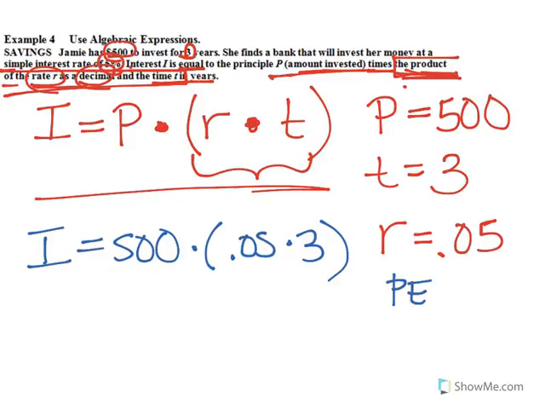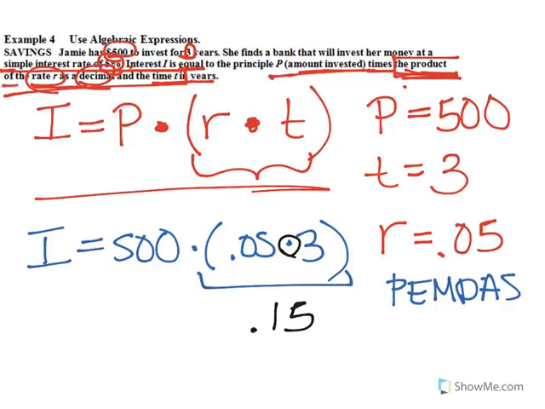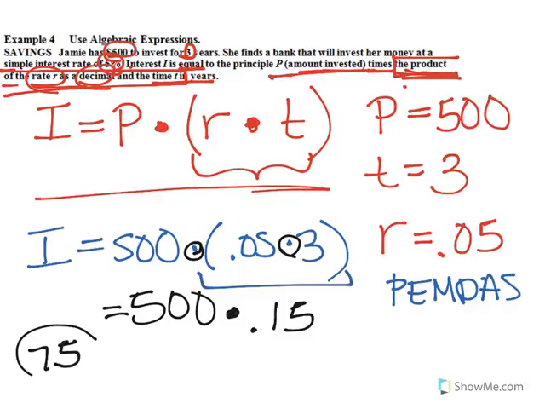And using PEMDAS again, we find that we do have parentheses right here, so we must evaluate whatever is inside it first. We only have one operation, so it's easier just to evaluate that. Then here we have a multiplication. Either way, if we only had the parentheses, we knew that we must multiply these two. Then times 500, which is equal to 75. So this is our answer.